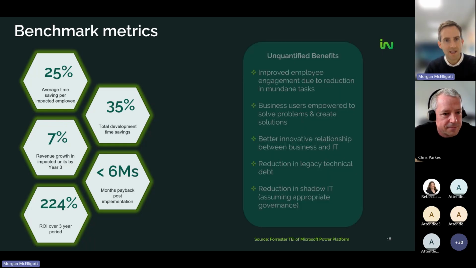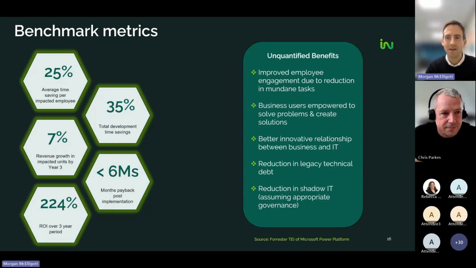It's also just worth highlighting the unquantifiable benefits, and just because you can't put a number against them doesn't mean that they're not real and they shouldn't be looked at for your business case. And Forrester found evidence, and there's a list of them here, improved employee engagement, business users being more empowered, related to that point, a more innovative relationship between business and IT, where there can be friction sometimes, and an overall reduction in legacy technical debt as Power is used to replace legacy applications. And finally, what Forrester found was a reduction in shadow IT where appropriate governance was put in place.